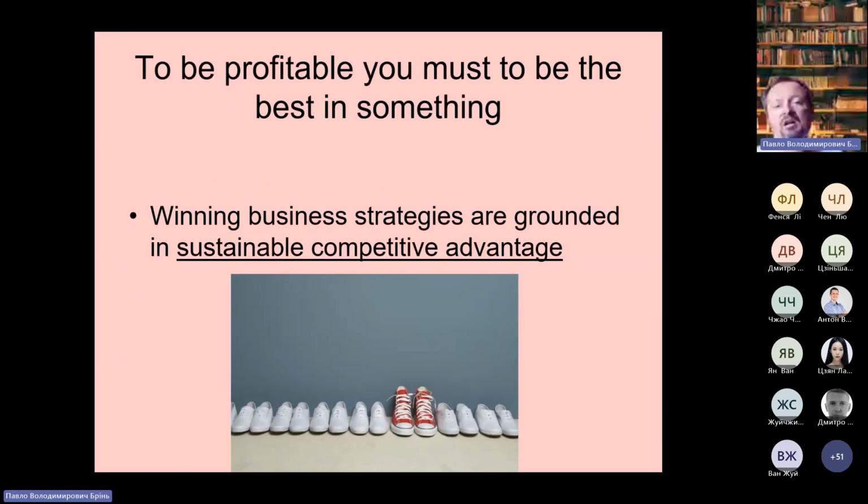And I'm stressing one more time that any business strategy must be based on sustainable competitive advantage. So, what does it mean? It means that our clients must feel that if buying our products, customers will have more value compared with the products of rivals.